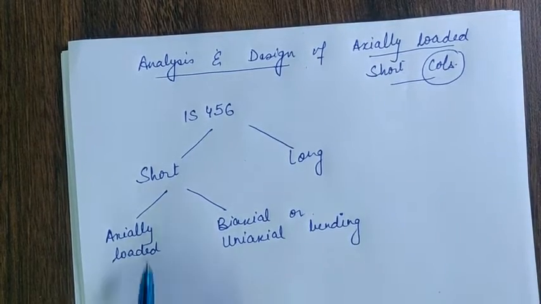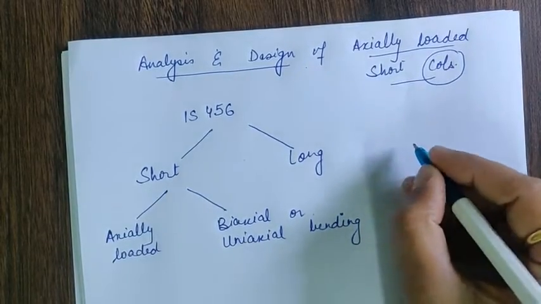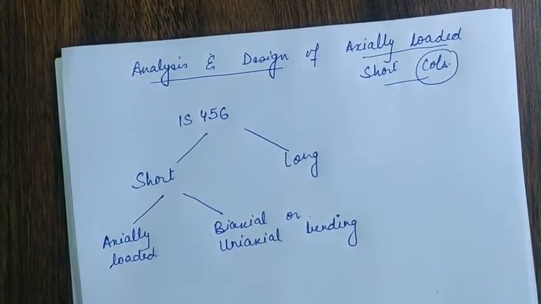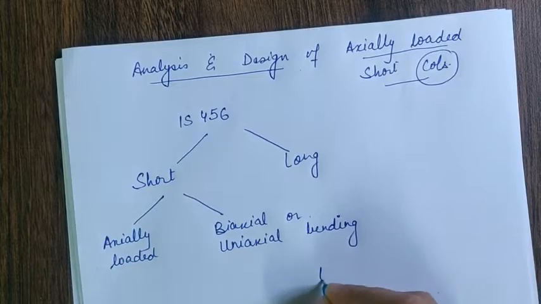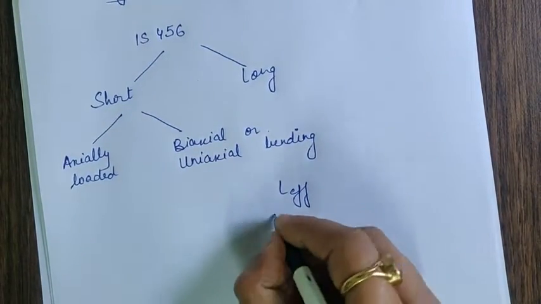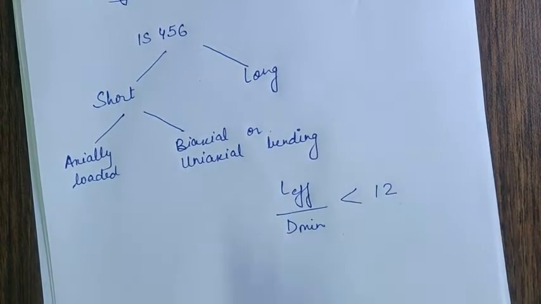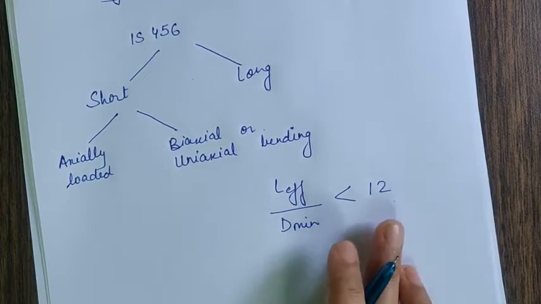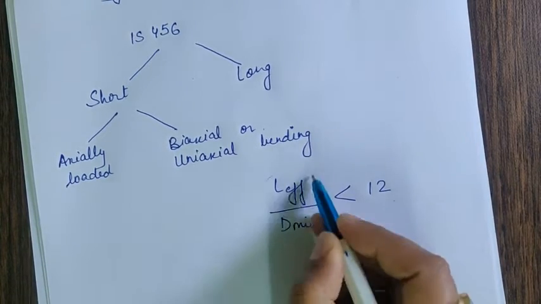Okay, so when do we consider the column to be a short column? As per the codal provisions, the column is considered a short column when L effective upon D minimum is less than 12. So if this value is less than 12, we will consider it to be a short column. Where what is L effective?